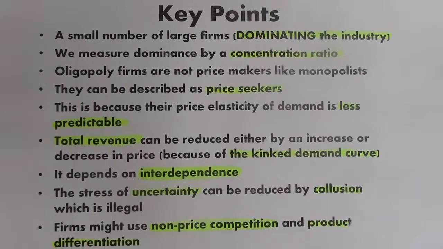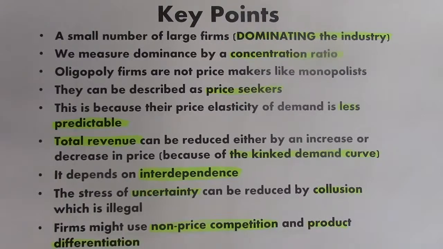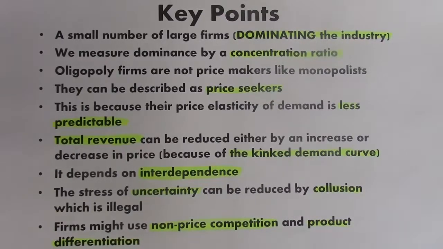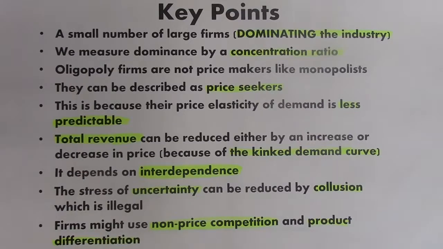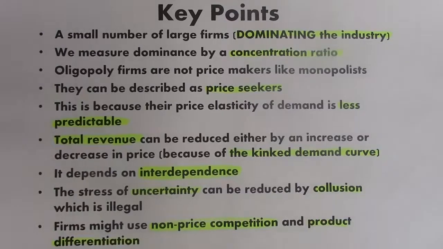How firms dominate the industry, their degree of concentration, their elasticity of demand being less predictable, this concept of the kinked demand curve. If you were to merge all that together, what we are most interested in looking at with oligopoly is the behaviour and conduct of that industry. Why, whenever one firm changes their price, do other firms react?